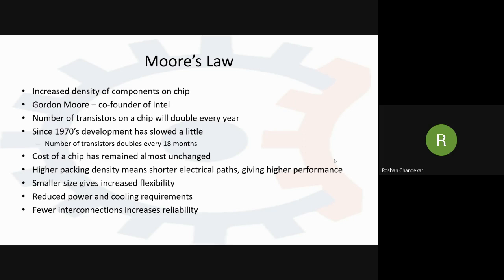Higher packaging density means a shorter electrical path, giving high performance, that is what Moore's law says. Fewer interconnections increase reliability, which is also there in Moore's law.